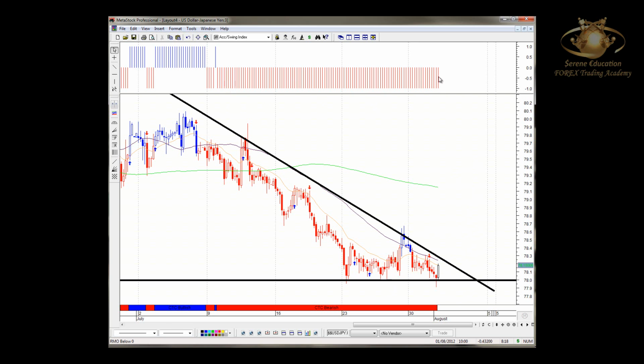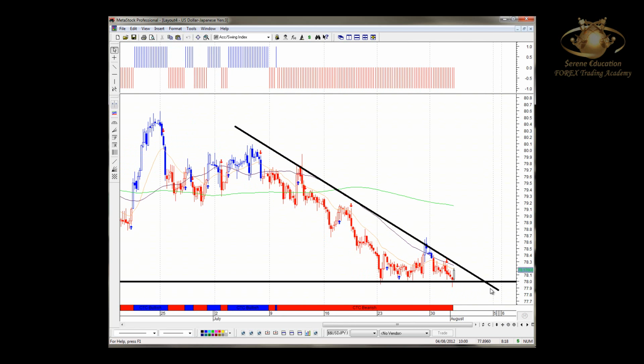Okay, and this is the reason why the CTC is so good, because it gives us rules. Yes, everything's looking negative at the moment. However, the last rule has not been engaged, and that is a break and close lower than 78. End of story. Everything else is telling us we should be looking for negative sentiment.